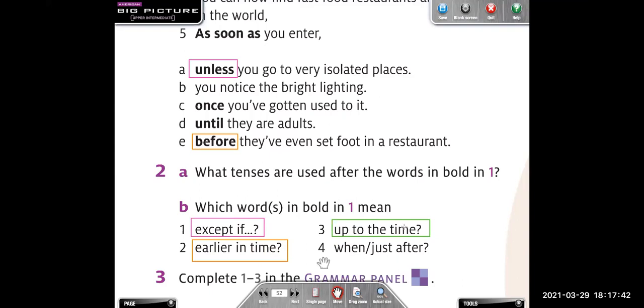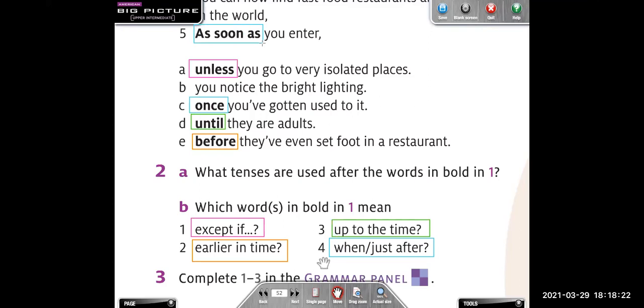Once you've gotten used to it. No. Until? Until, right? Yes. And the last one, it says when or just after. This is once. And as soon as, both, right? Once and as soon as have almost the same meaning.